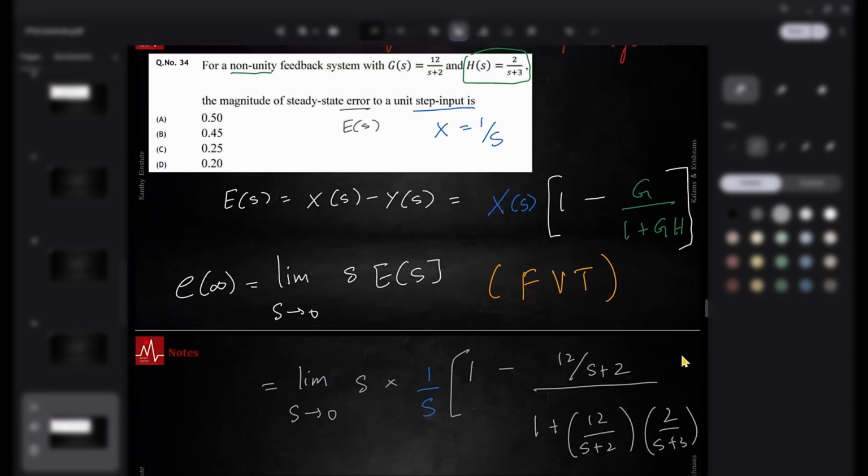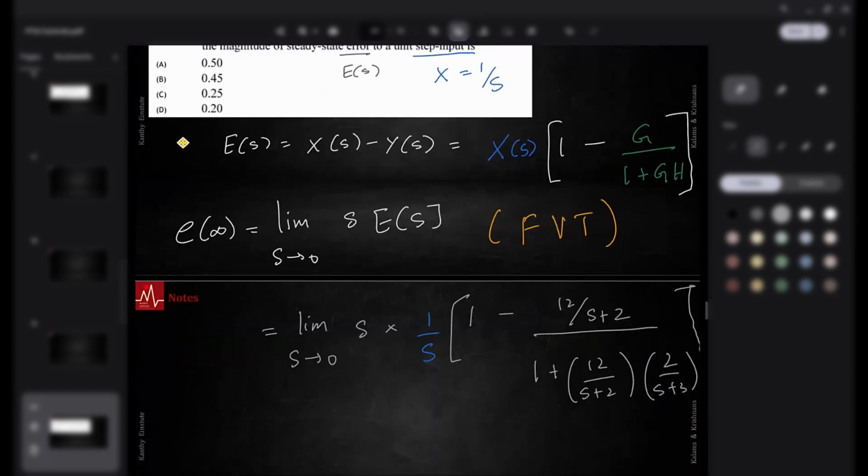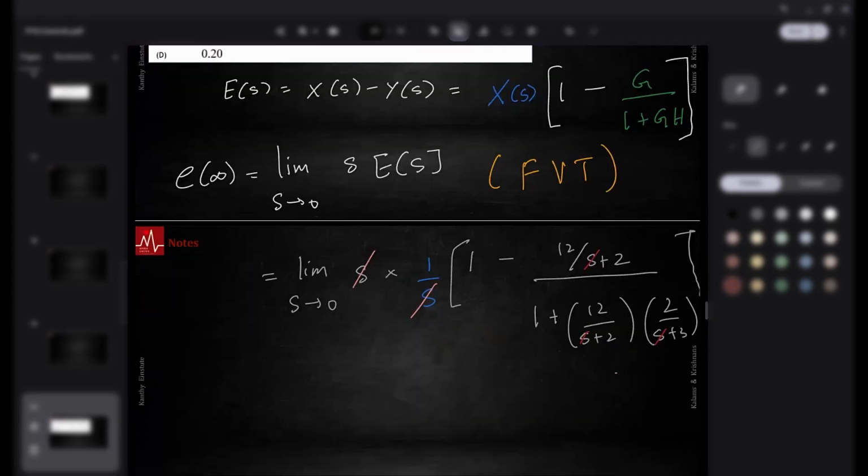Note down that formula that we recalled. S is tending to 0. This is fairly easy to handle. First of all, thanks to this, the S got cancelled. S tending to 0, this term is 0, this term is 0, this term is 0. What does this become? 1 minus 12 by 2, that is a 6.